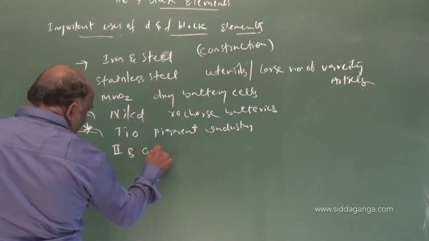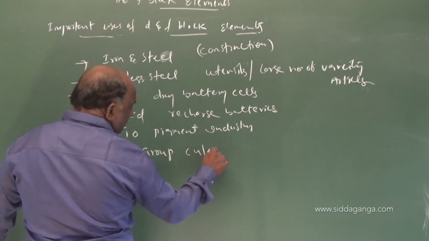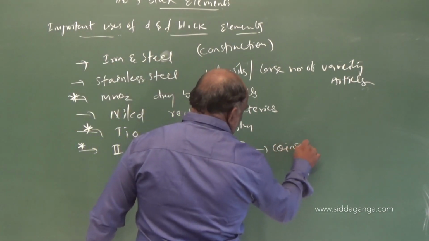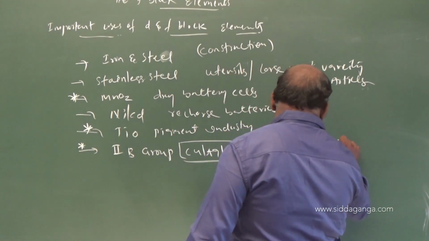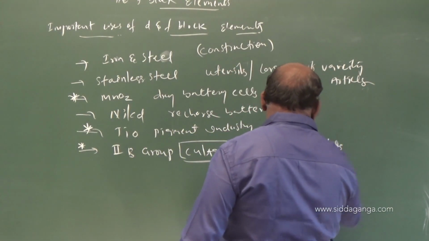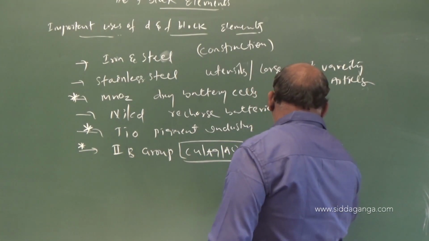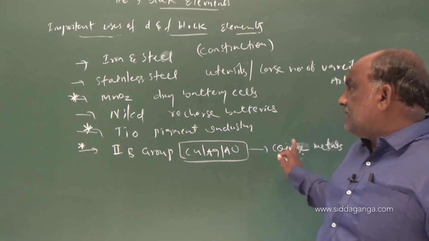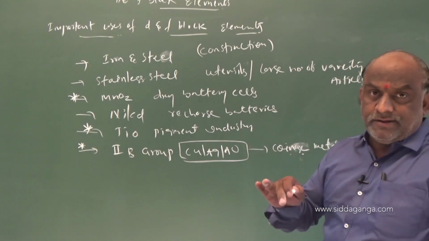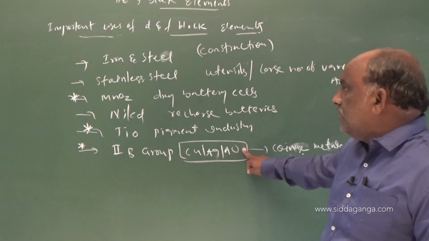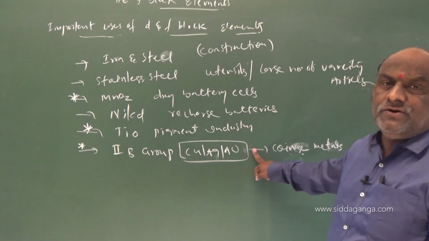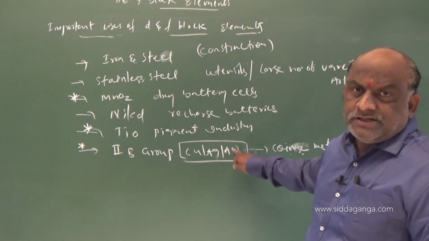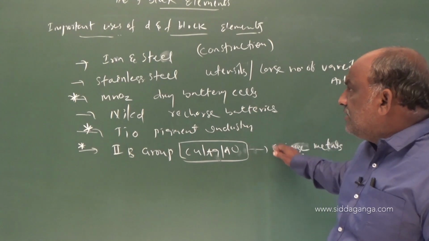2B group. What are the 2B group? Copper, silver, gold. These copper, silver, gold are said to be coinage metals. But now silver and gold are restricted to the collection of coins. Now these two elements are restricted. Silver and gold are restricted to collection of items.